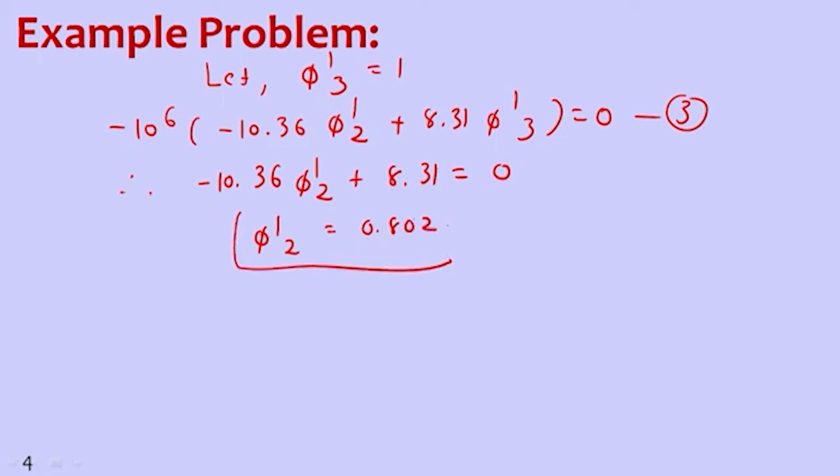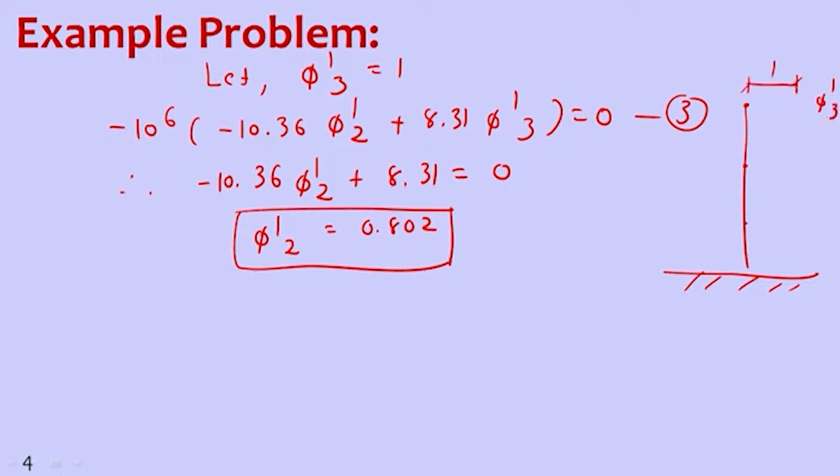If I compute this, I will get phi 12 as 0.802. Now let us see the physical meaning of phi 12. If I plot these 3 floors, M1, M2, M3, then for the first mode this is the third position, the top floor position, phi 13, assuming it as 1. So this I will get as the first point. Now phi 12 will be over here at 0.802. Now let us see how to get phi 11.